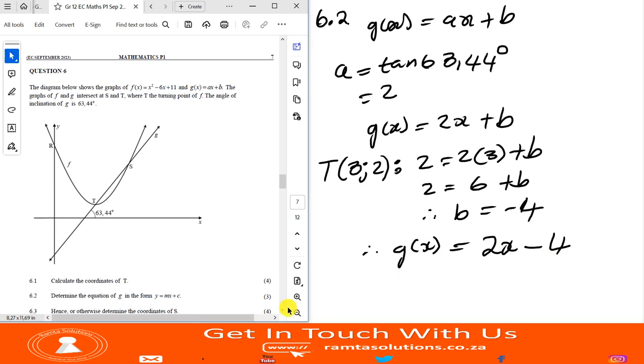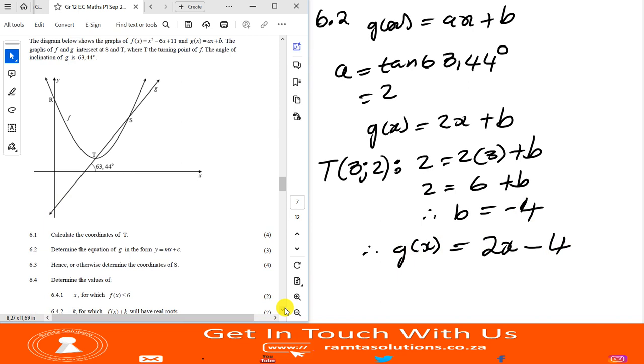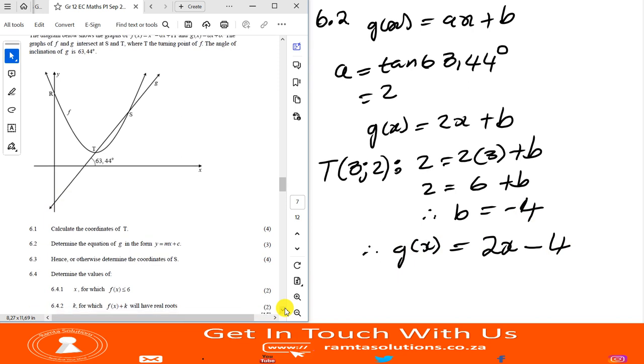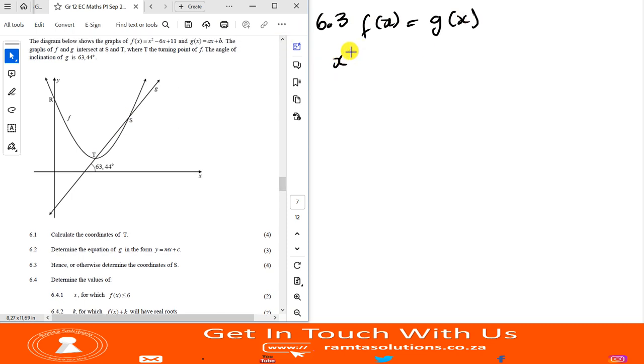Perfect. Now they say, hence or otherwise, determine the coordinates of S. What we need now at 6.3 is, S is a point of intersection of f and g. So what do we say? We will say f of x equals g of x. What is f of x? It is x squared minus 6x plus 11. What is g? Positive 2x minus 4.